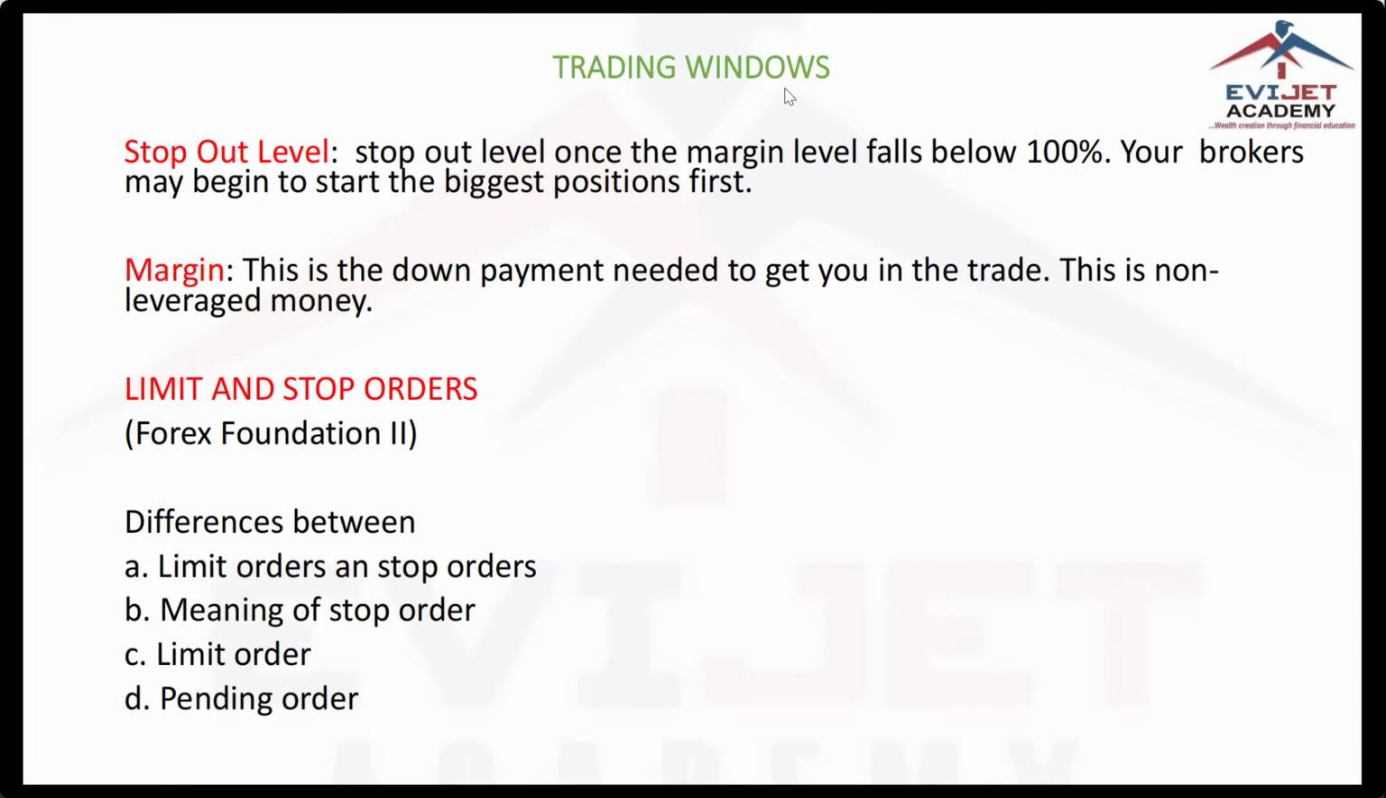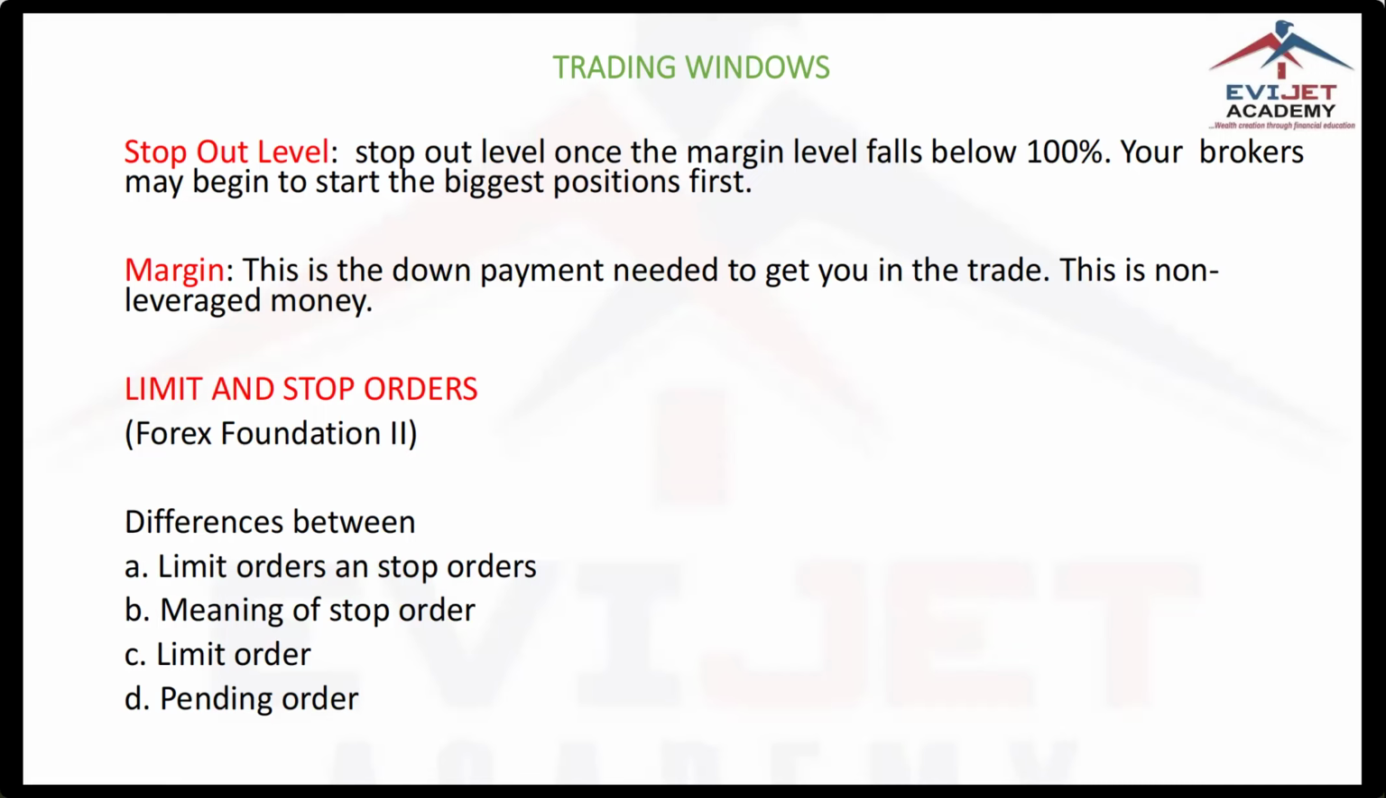So, stop out level. There's actually what is called stop out level. Once the margin level falls below 100%, your broker may begin to start closing your biggest position first. Now, you are going into the market with leverage, so the money is not your money. As soon as you go below 100%, your money has finished.